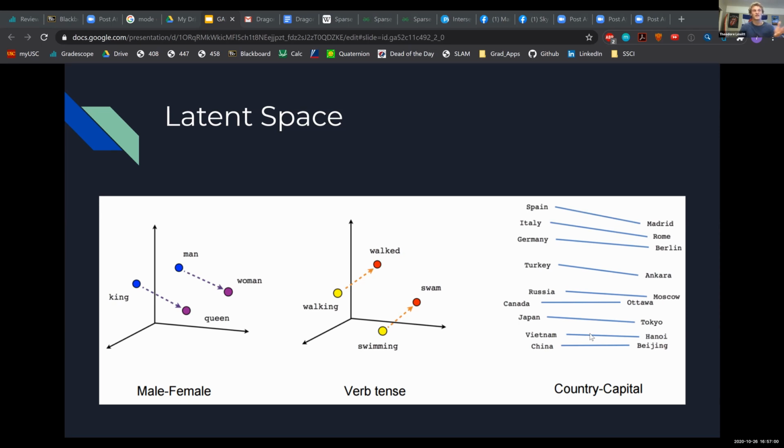Radur, I'm not sure if you have anything else to clarify the latent space. Or does anybody have questions about the latent space? No, I think you gave a pretty good explanation.